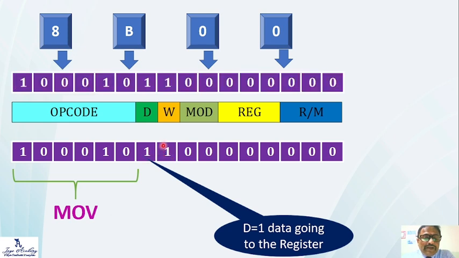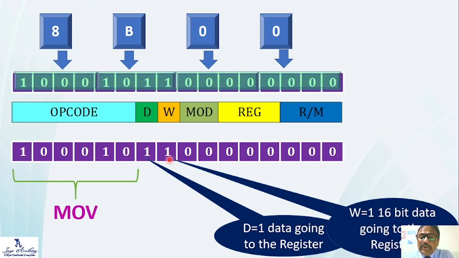Then let us come to the W bit. The W bit tells you whether the data which is going to the register is going to be 16-bit or 8-bit. Since it is 1, definitely it is going to be 16-bit.